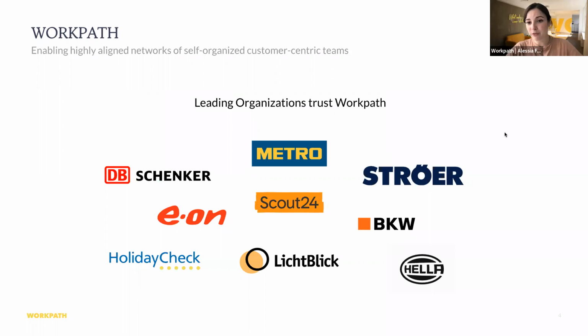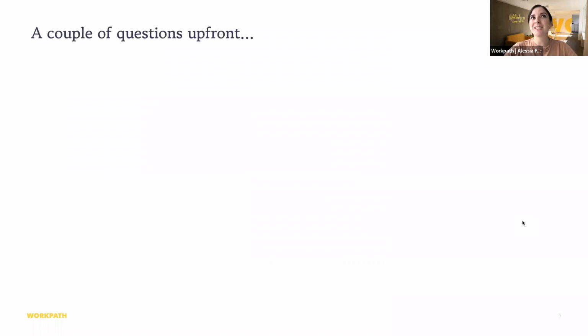Just a couple of quick looks on who our customers are and who we are as an organization. At WorkPath, we are striving to enable teams to work more outcome-oriented and customer-focused, and also create more measurability and therefore empower them to be more self-organized and to take decisions on data and metrics, and not just on gut feelings.